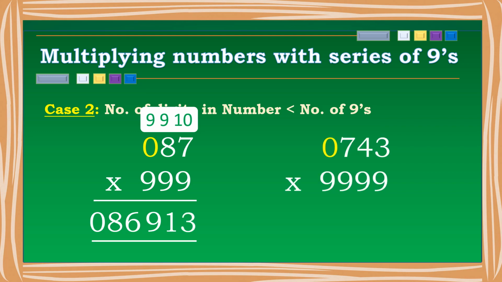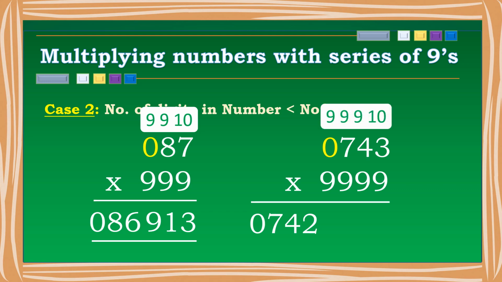One more example. 743 multiplied by 9999. So here, 743, adding a 0 to make it a 4-digit number. Process: 743 minus 1, 742. Applying all from 9, last from 10. 9 minus 0, 9. 9 minus 7, 2. 9 minus 4, 5, 10 minus 3, 7. That's our answer.